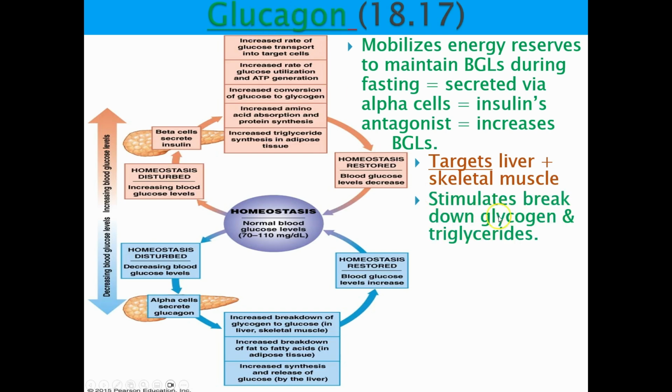We're going to break down glycogen into glucose, and then we're going to break down those triglycerides, and we're going to learn this later, that triglycerides get broken down into glycerol and 3 fatty acid chains. You don't need to know that for now, but basically that's how we release energy, and we get energy from triglycerides, or mainly the fatty acids in there.